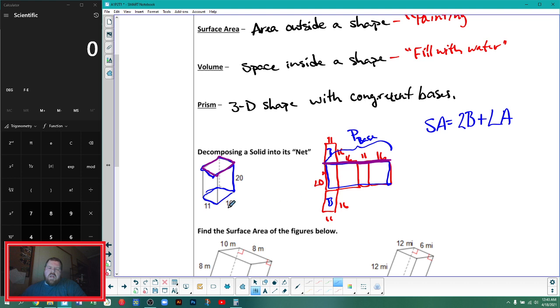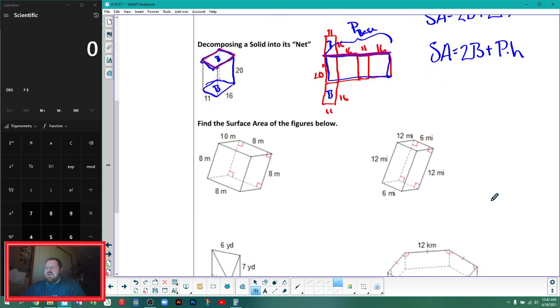And then this 20, what I really want to think of, as I have this as one base and down here is another base, I want to think of that as a three-dimensional height, or a distance between the two bases. So a better formula that we like to use for prisms: 2 times the area of the base plus the perimeter of the base times the height, or the distance between the two bases. Let's go ahead and put that to work.